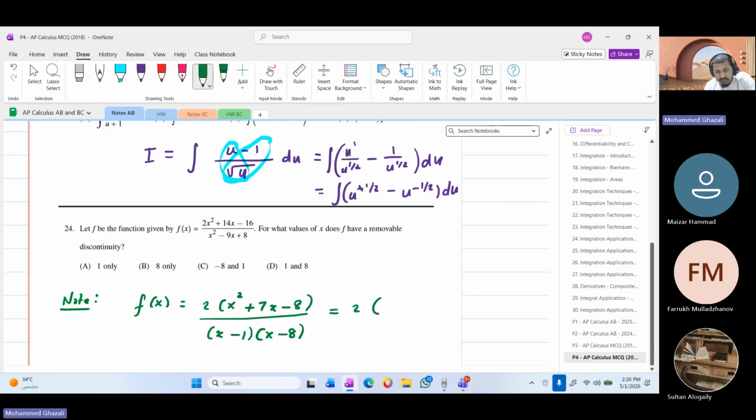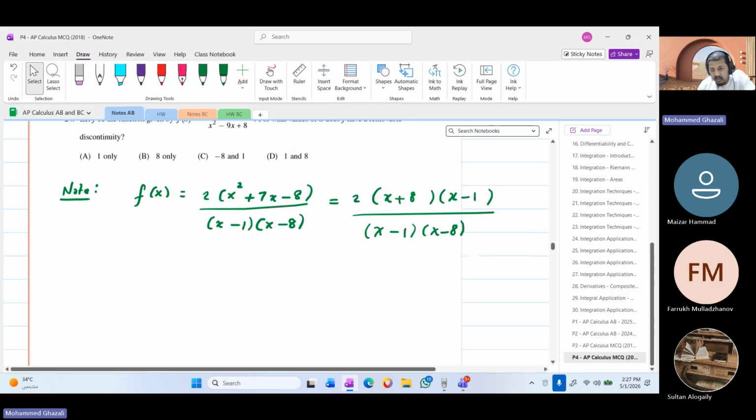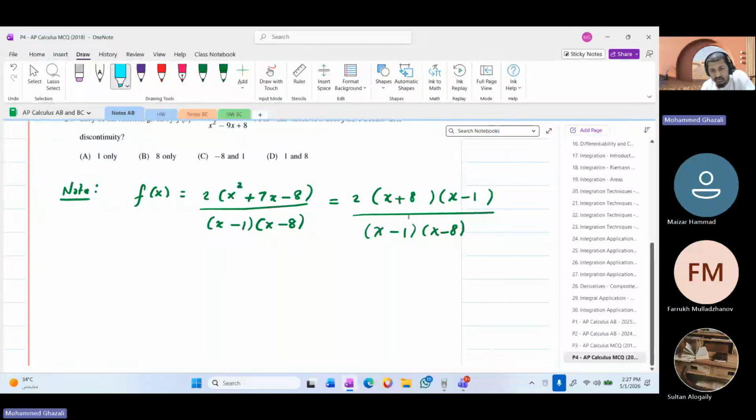So you've got 2 times x and x, positive 8 and negative 1. Good. So x minus 1 cancels out. Very important. Whenever you cancel out a factor, if you cancel out the x minus 1 and the x minus 1, then it has a removable discontinuity. Because you're removing the factors, it has a removable discontinuity at x is equal to 1.